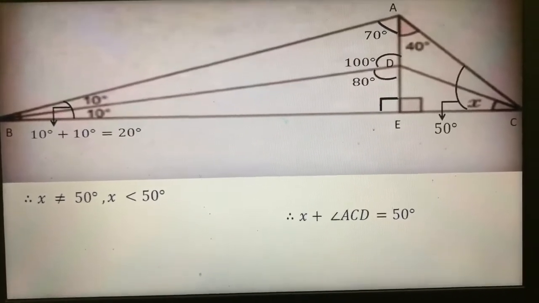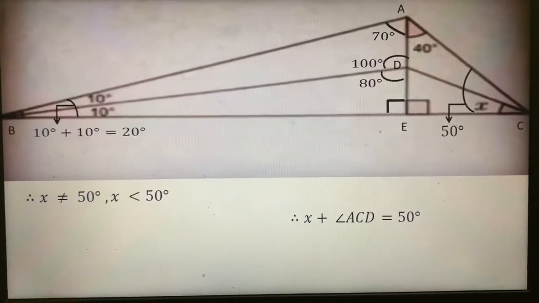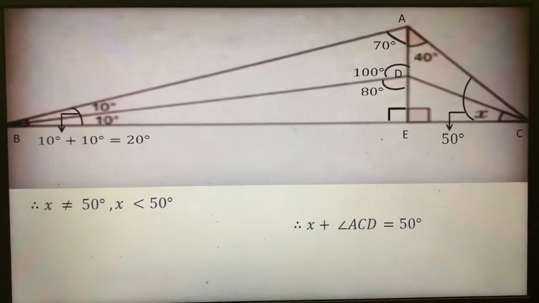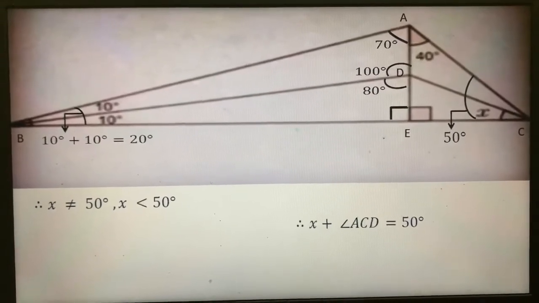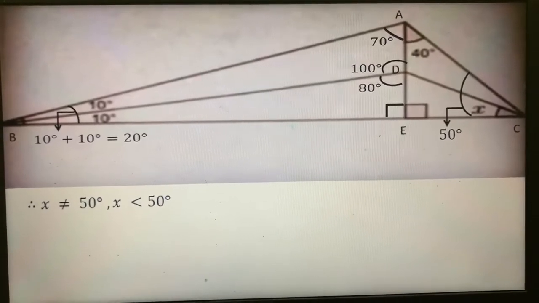So far we have got this relation about x, that x can be less than 50 degrees. Next, another answer that I am getting is that x is 25 degrees. I don't know how people can say x is 25 degrees, because CD is not the bisector of angle ACE.